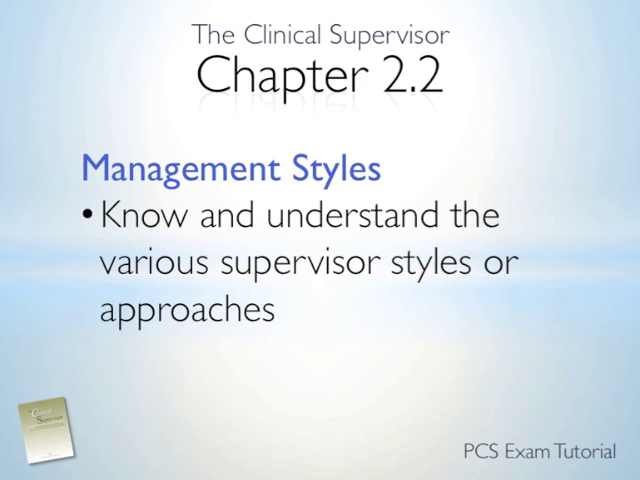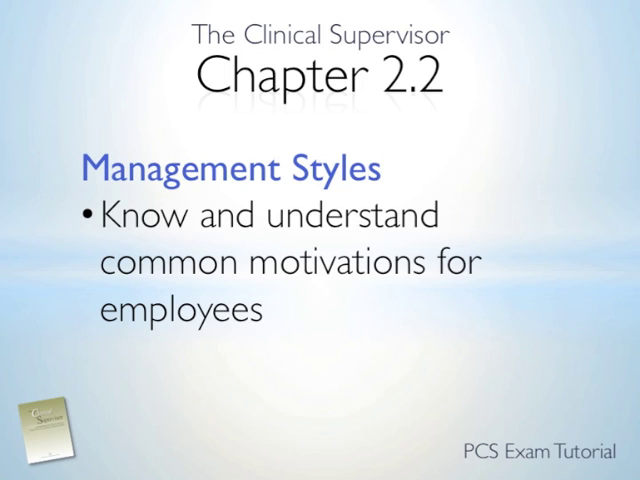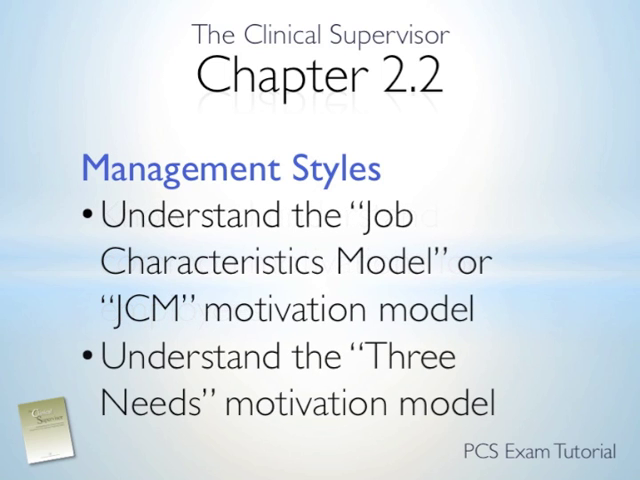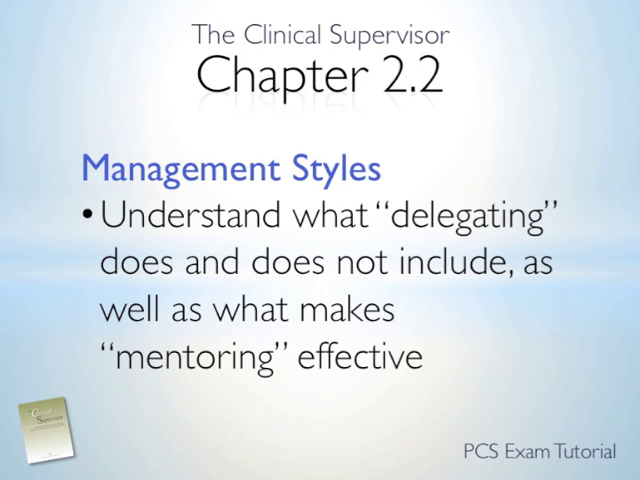For example, the autocratic supervision style may assume that the employee dislikes work, while the participatory management style may assume that the employees enjoy their work. Know the common motivations for employees as listed in this chapter. Understand the JCM motivation model and understand the 3 needs motivation model. And understand what delegating is and what it does for a supervisor, and understand how mentoring works.